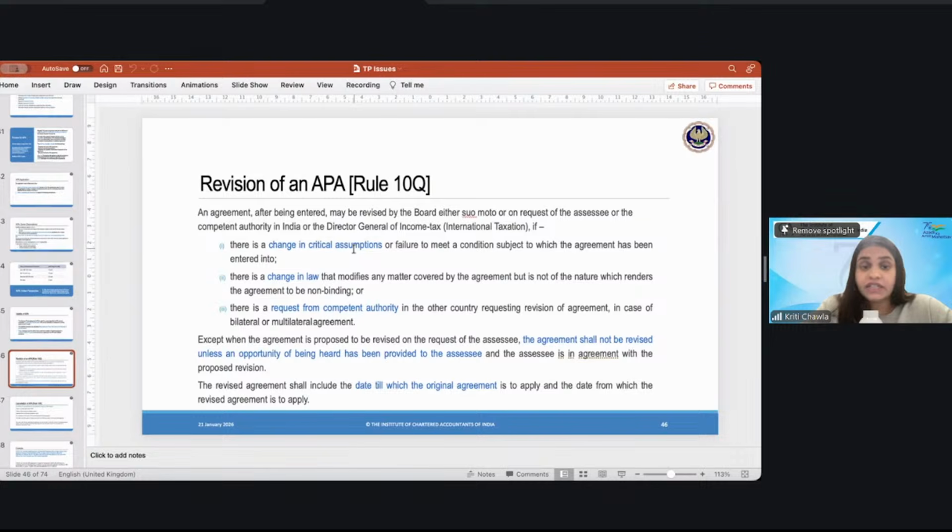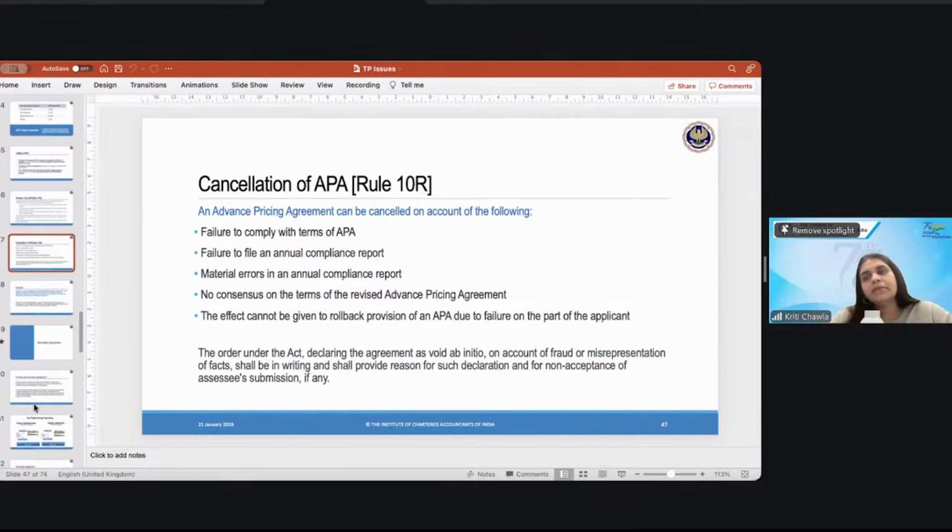Where can it be revised? If there is a change in critical assumption, a change in law, or a change from the competent authority, it can be revised. But when it is revised, an opportunity of being heard has to be provided to the assessee, and the revised agreement will include the date till which the original agreement will be applicable. So whenever APAs are revised, you'll see dates stating that this APA is applicable till here, and the date from which the revised agreement is applicable is provided on the revised agreement itself.